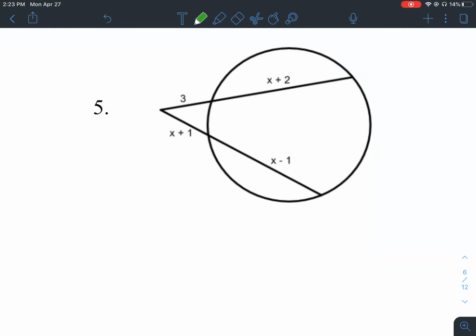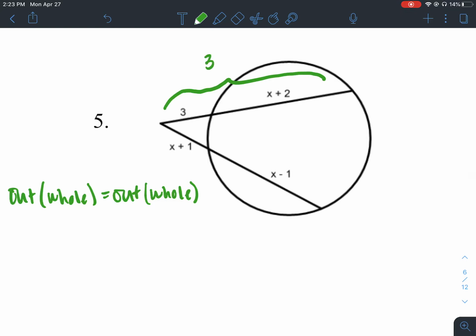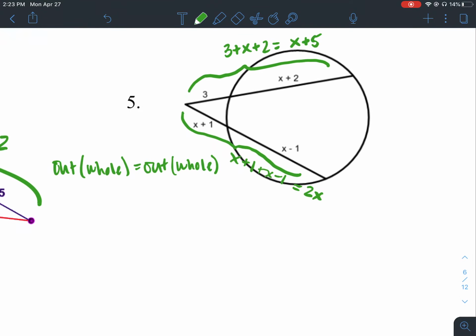This is 2 secant lines. So we're going to have outside times whole equals outside times whole. That's my setup. That's my equation here. I need to come up with something to represent the entire distances. So if I look at the first segment, the one across the top, the whole thing is going to be 3 plus x plus 2, which combines and gives me x plus 5. My bottom one is going to be x plus 1 plus x minus 1, which combines to give me 2x.